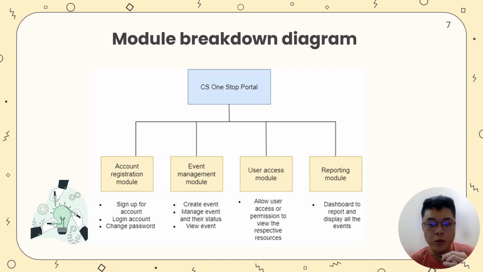The first module that will be implemented in the system is the account registration module. In this module, when the person visits the website for the first time, the person will be asked to sign up for an account in the system based on their roles. After that, the users are able to log into the system after creating the account, and they are also allowed to change the password.